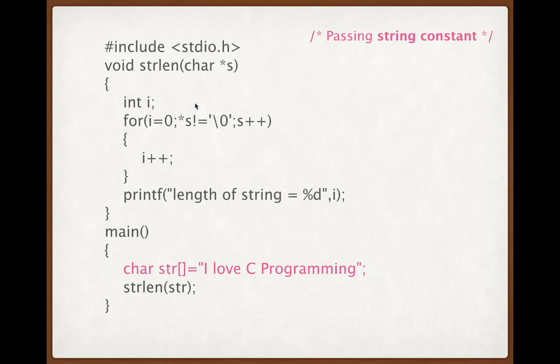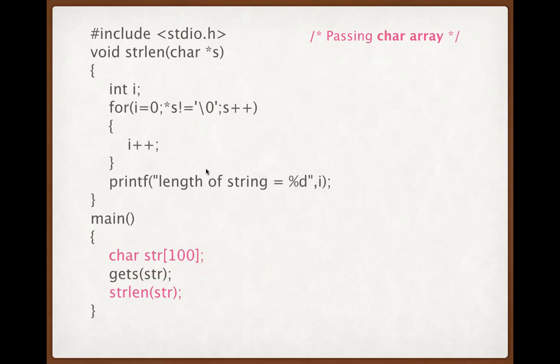Once this becomes equal to null, it comes out of the loop and prints length of string is equal to whatever the value of I. This is how we pass a string constant to a function. The next way is passing a character array to a function.